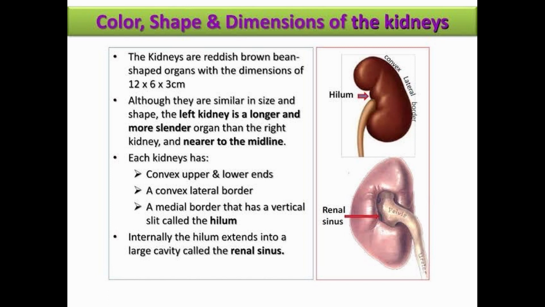Each kidney has a convex upper and lower end, a convex lateral border and a medial border that has a vertical slit called the hilum. As you can see on the diagram, there is a medial border on which the hilum is marked. Internally, the hilum extends into a large cavity called the renal sinus. In the diagram, the renal sinus is shown, so the hilum extends into the renal sinus. So this is the color, shape and dimensions of the kidney. This is the external anatomy of the kidney.